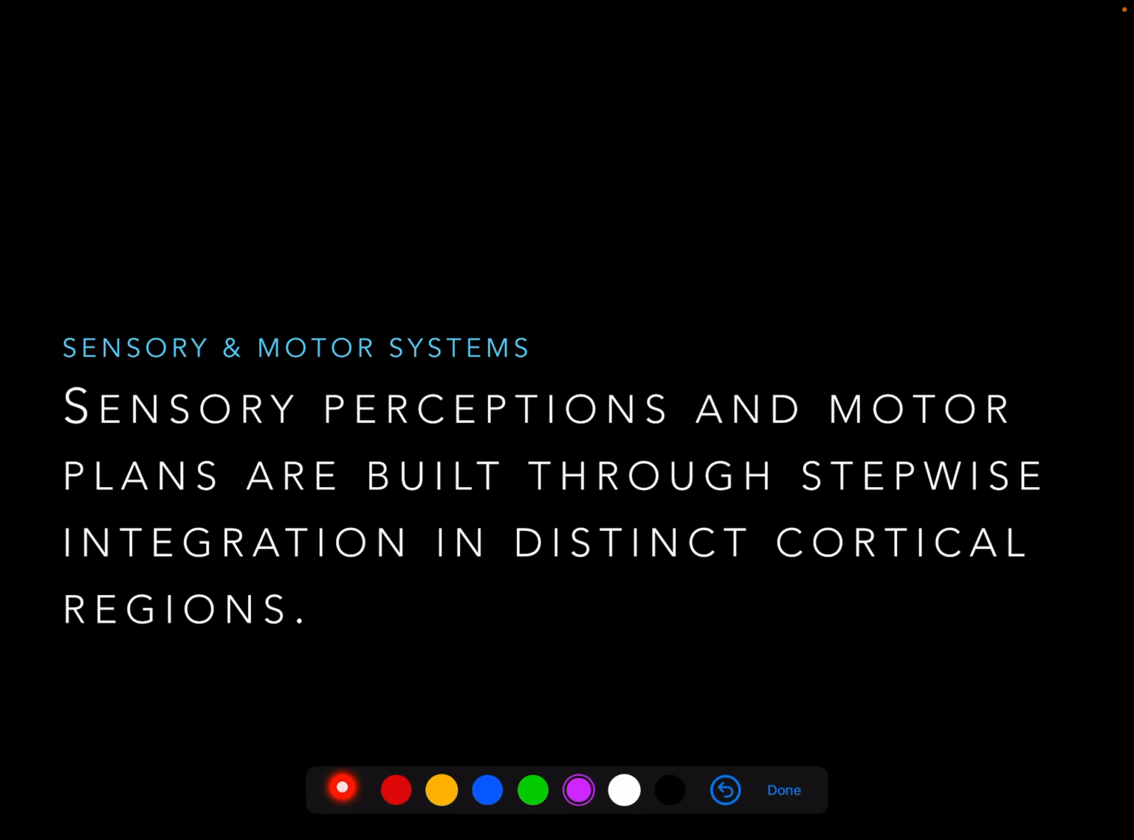With motor systems, it's kind of the opposite. We have a big idea of a grand action we want to do, I want to juggle, and we break that down into much simpler movements that get carried out by upper and lower motor neurons.